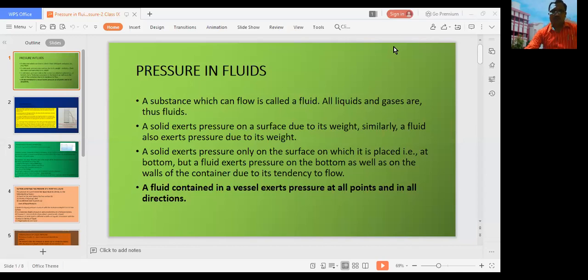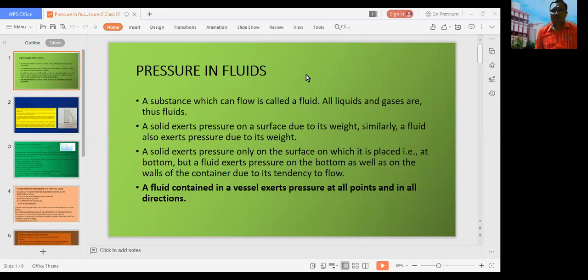Previously you learned what is meant by pressure. Pressure is defined as thrust per unit area. The unit is Newton per meter square. Now let us see what is meant by pressure in fluids.